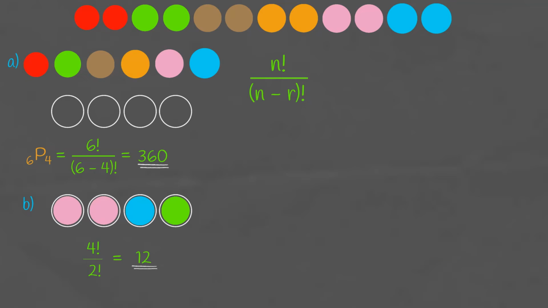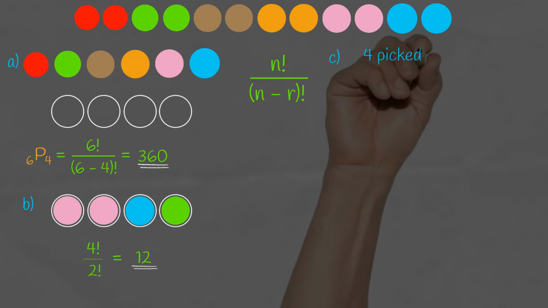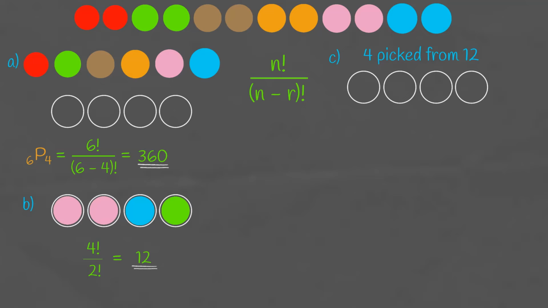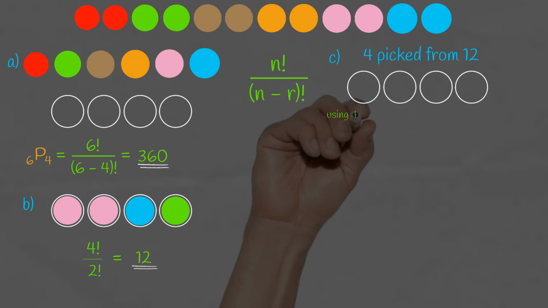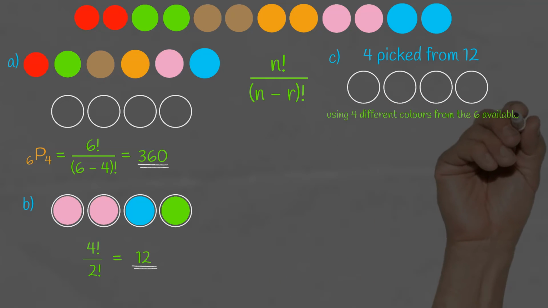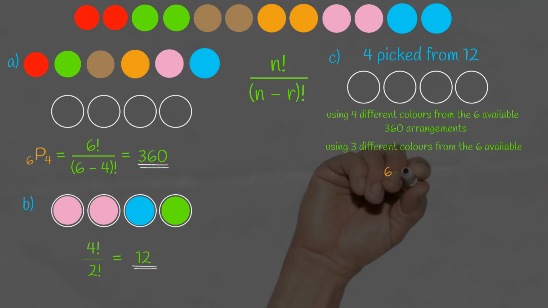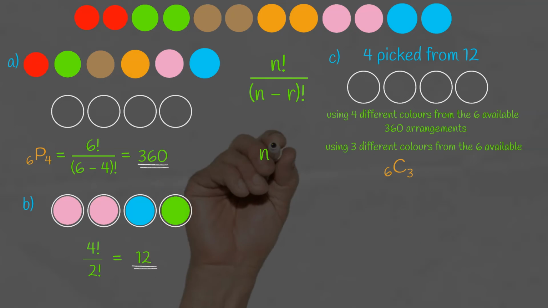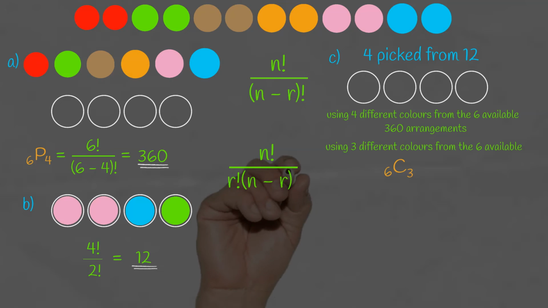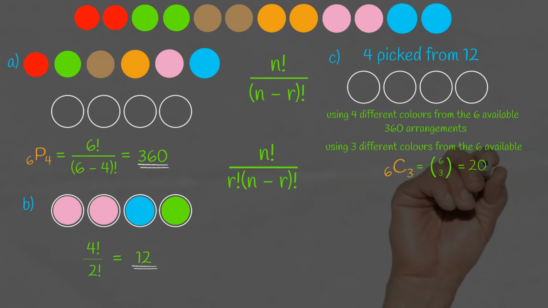And finally, we're asked how many arrangements there are if we pick 4 pegs randomly from the 12 available. We have the possibility to choose 2, 3 or 4 different colours within our selection. Now, if we pick 4 different colours, we've already worked out that there are 360 arrangements. But what if we use 3 different colours from the 6 available? We need to work out in how many ways we can choose 3 colours from 6. Using the combinations formula, we get 20.